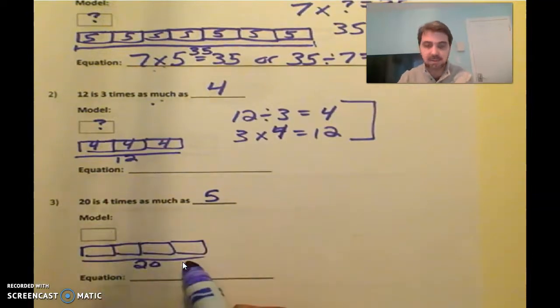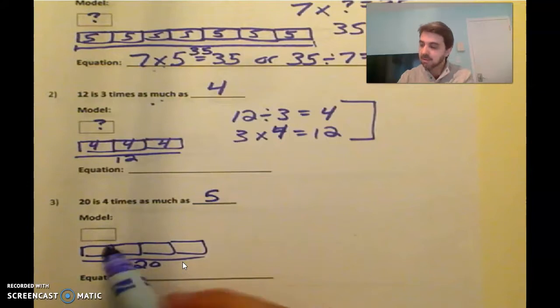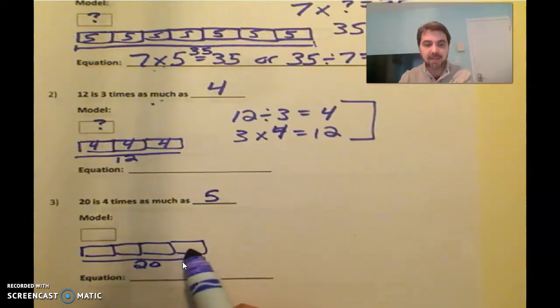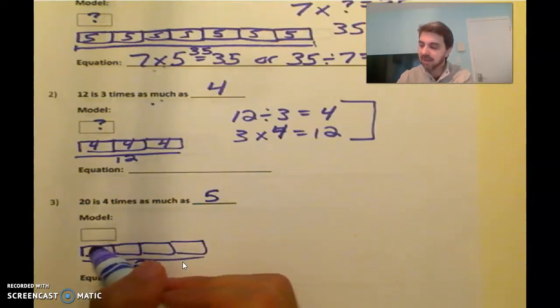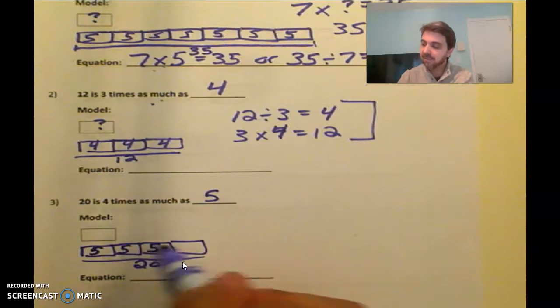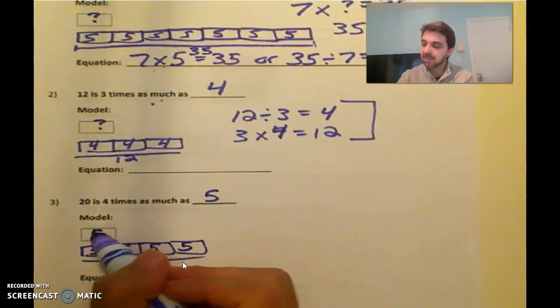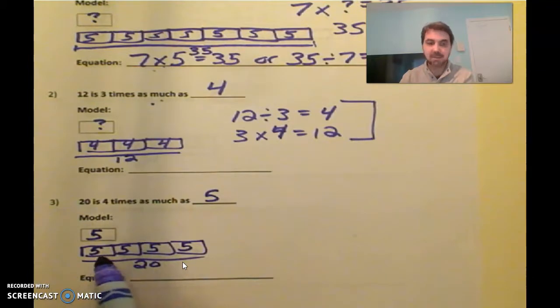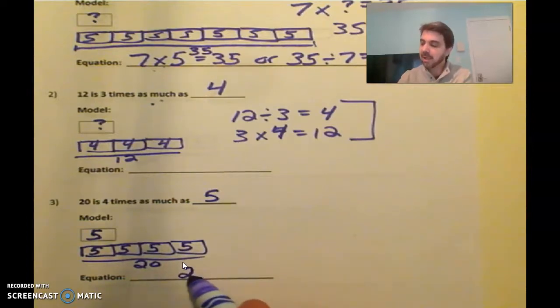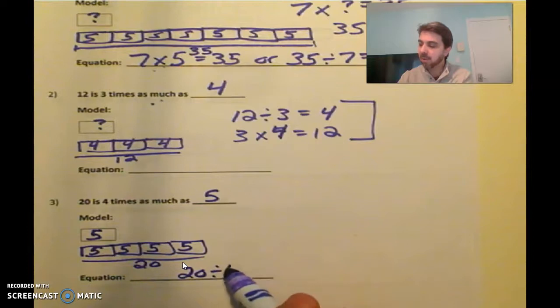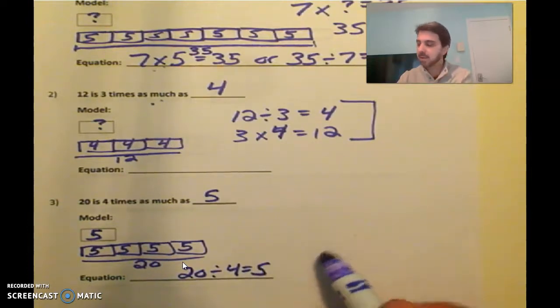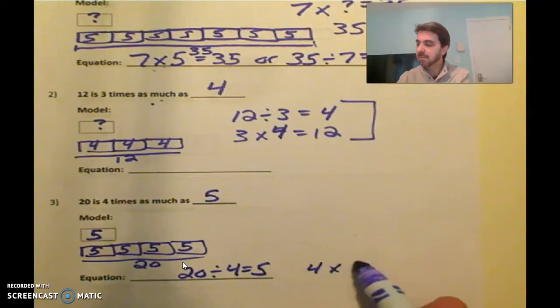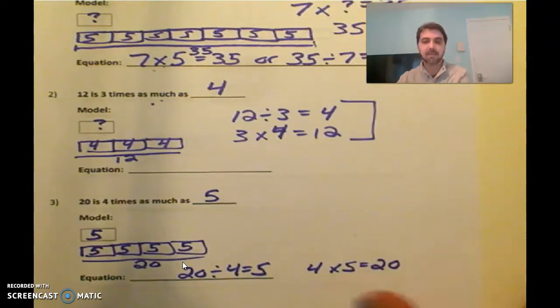And then you know that this is 20, right? So the only thing that would make sense here, if you think of it as 20 divided into 4 equal parts, is 5. So 5, 10, 15, 20. So this is 5. So 20 is 4 times as much as 5, and you can see that right there. 1, 2, 3, 4 times larger. So your equation might have been 20 divided by 4 equals 5. Okay, it might have also been 4 times 5 equals 20.